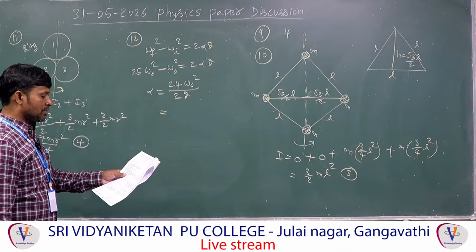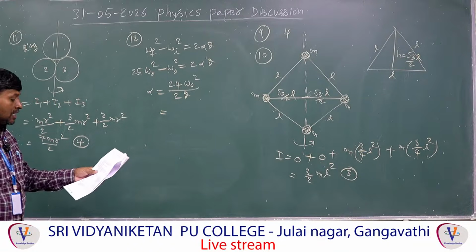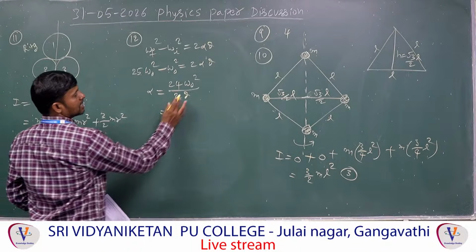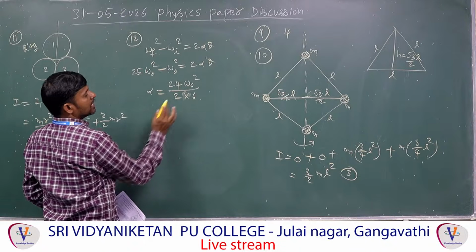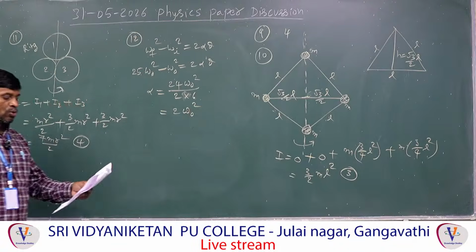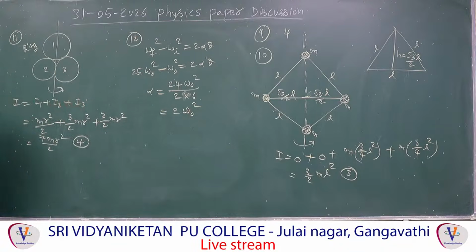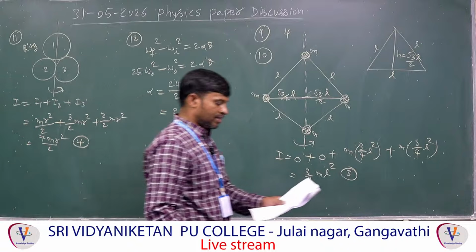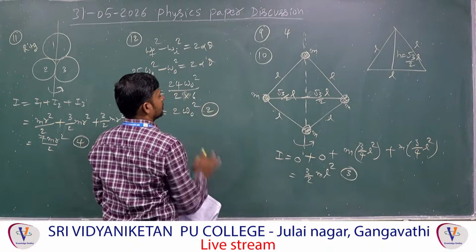So how much is this? That theta value is 6 radians. This value 6, 6 into 2, 12. 12 by 12 is 1. That's why 2 omega naught square radian per second square. We get the second option.